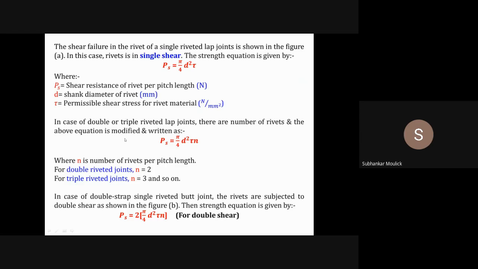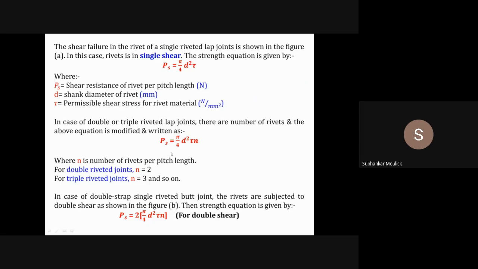Okay, now there may be a case that more than one rivet joint is used to join two or more plates. So if more than one rivet is used, then the formula for the strength of the rivet joint in shear, we can write as PS is equal to pi by 4 d square tau into n, where n is nothing but the number of rivets per pitch length. For a double riveted joint, the value of n is 2. For a triple riveted joint, the value of n is 3, and so on. Similarly, if 7 rivets are used to join two particular plates, the value of n will be 7.